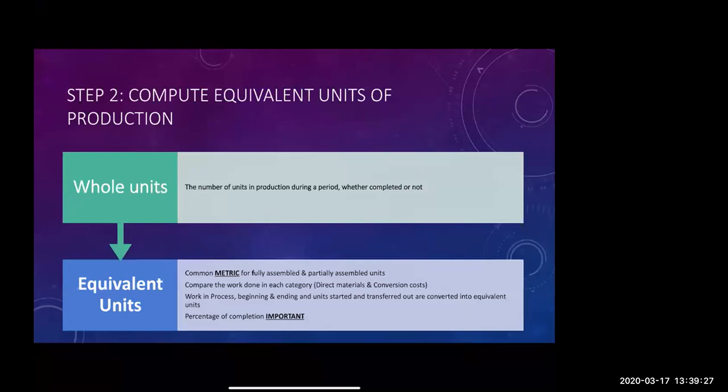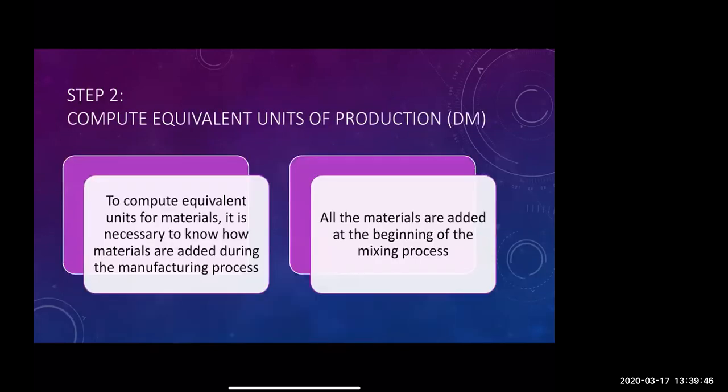All right, so work in process, beginning and ending, started and completed and transferred, we're all trying to have a common denominator amongst all of that. And lastly, I need to point out that the percentage of completion, what they tell you about how much was completed, is very, very important. All right, so for step two, we're going to first compute the equivalent units of production for just direct materials. We're going to break it down.